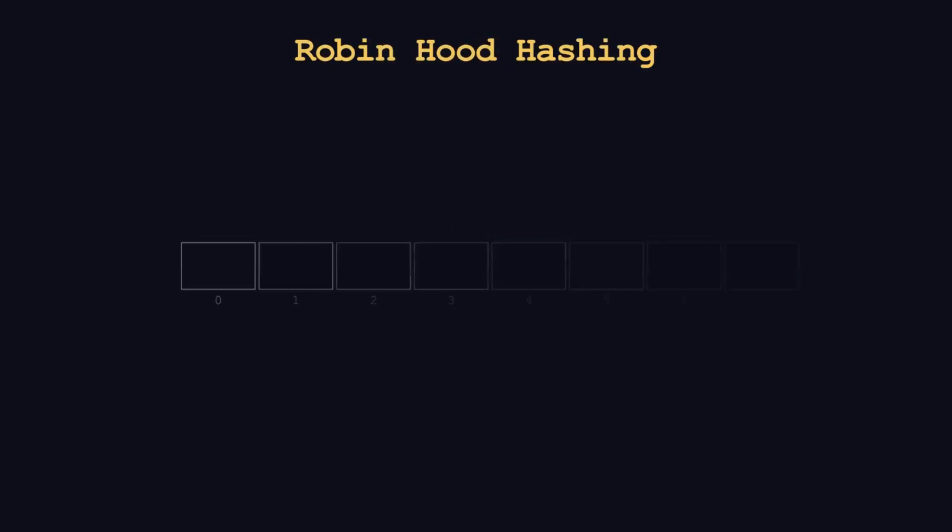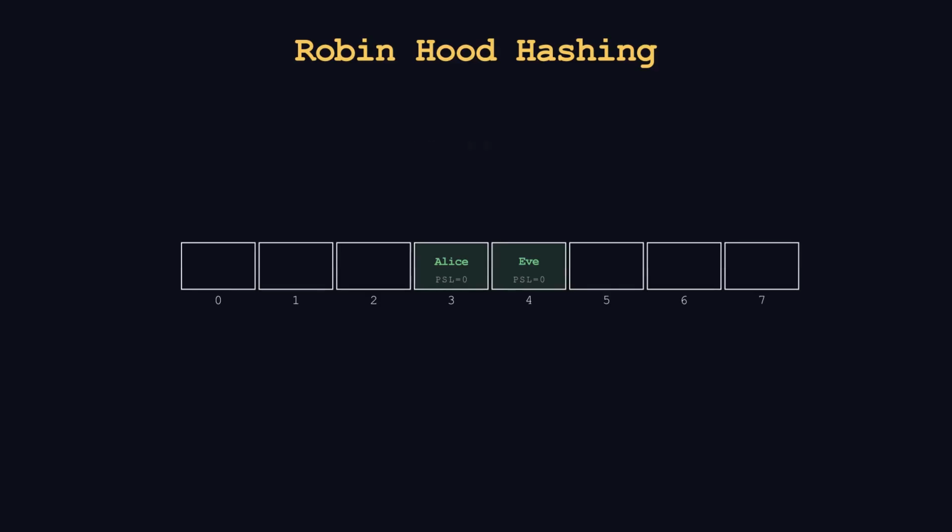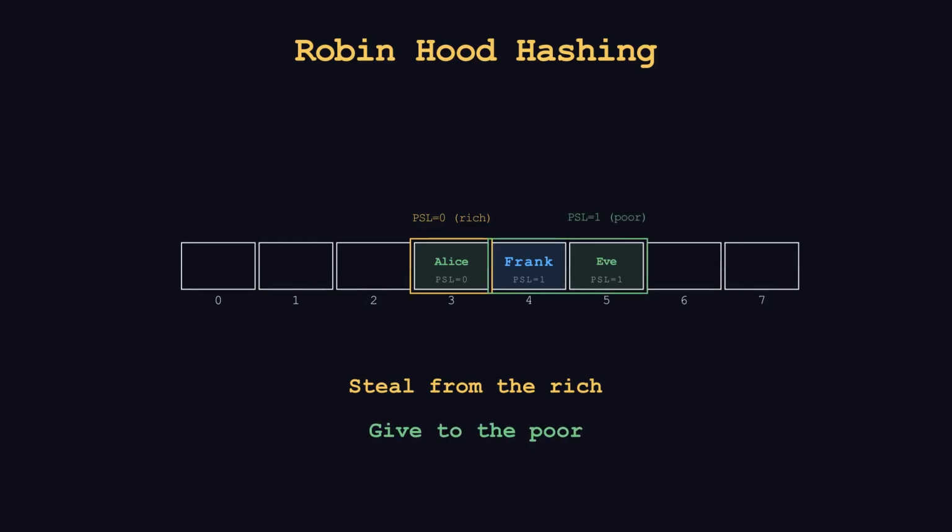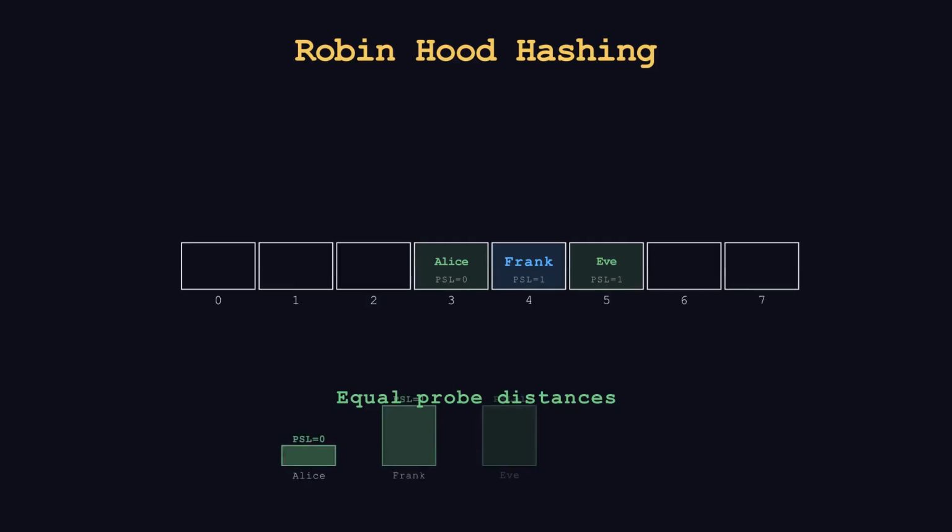There's an elegant variant called Robin Hood hashing. When a new key collides, it checks: did I travel farther than the key sitting here? If so, it swaps in, and the displaced key continues the search. It's stealing from the rich, keys with short probe distances, and giving to the poor. The result is every key ends up roughly the same distance from home.